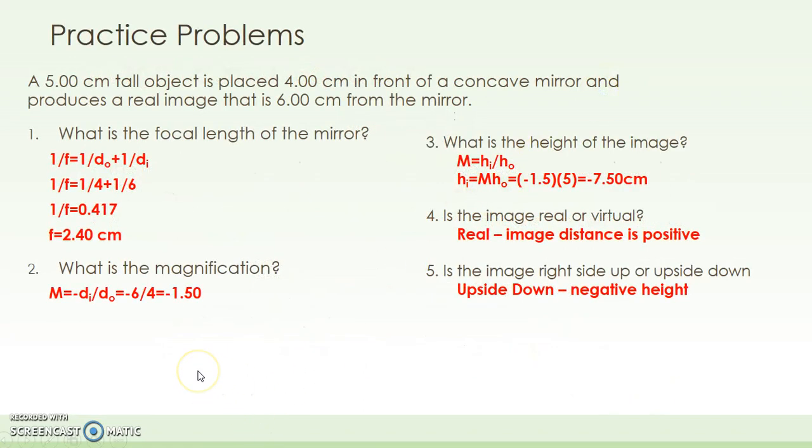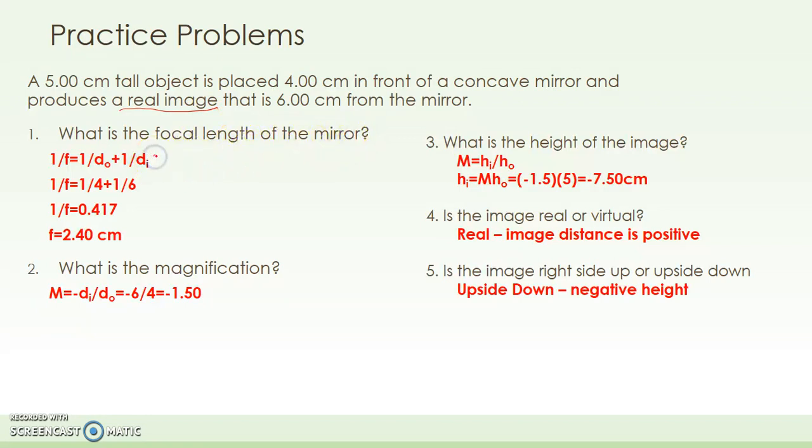All right, so let's dive into the practice problems. It says a 5 centimeter tall object is placed 4 centimeters in front of a concave mirror and produces a real image that is 6.00 centimeters from the mirror. Number 1 says, what is the focal length of the mirror?